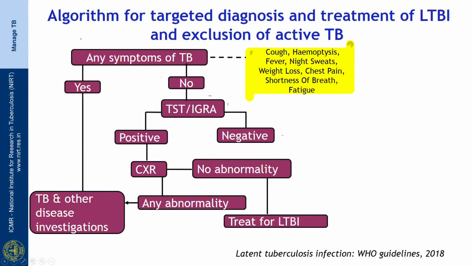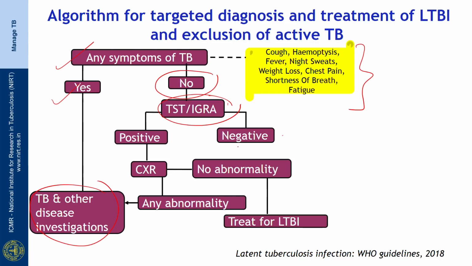So, what is the algorithm for targeted diagnosis and treatment for LTBI and exclusion of active TB? So, any symptoms suggestive of TB have to be inquired in the patient, which may be cough, hemoptysis, fever, night sweats, weight loss, chest pain, shortness of breath or fatigue. If the patient reports any symptoms, they have to be evaluated for TB and other diseases. If they report no symptoms, then a TST or IGRA has to be done for this patient.